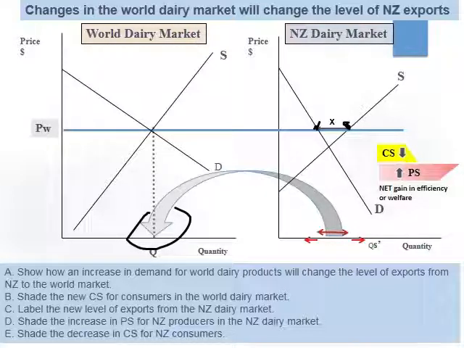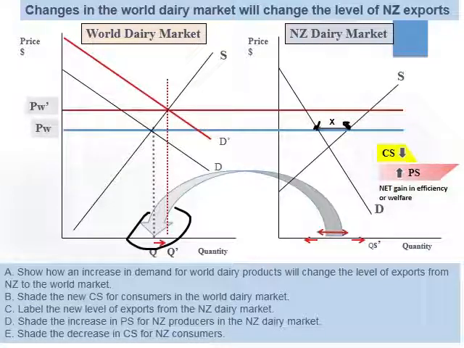Now, if demand increases for dairy products in the world market, well, we know there will be a shortage, and the shortage will be cleared by an increase in the price. So the world price will go up to PW dash. Again, is that a problem for New Zealand sellers who choose to sell in the world market? No. Even though they will sell less in New Zealand, that will be the quantity demanded in New Zealand, they will increase quantity supplied because they're getting higher prices in the world market, and the resulting surplus will be exported.